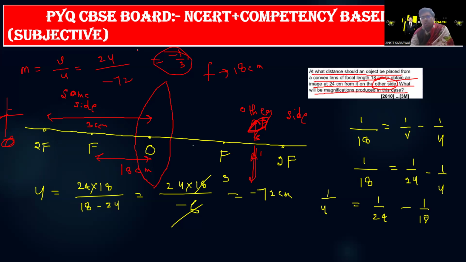Only one thing is important in this question: they have mentioned on the other side. That is a very important point you have to understand. If you understand this concept, that it is forming on the other side, it means it is real. Then accordingly you have to put the sign of v. Then finally you will get the answer.